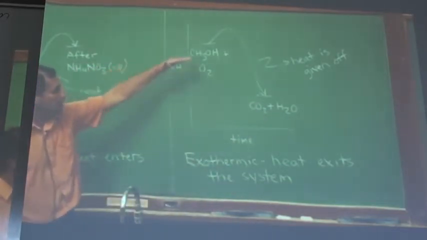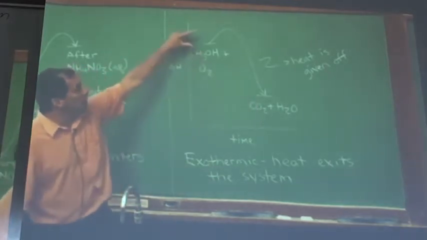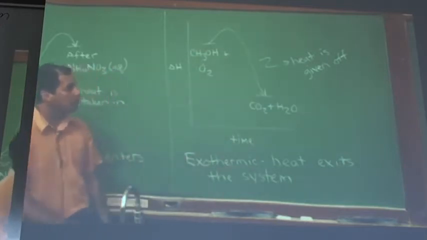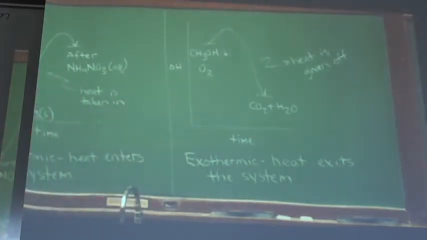We start off high, we end down low. There's a little bit of an activation energy at the beginning, that hump that we have to get over. Heat is given off in this process. Exiting heat, exothermic. What I'd like you to do is think about the delta H values for these two. One is going to be positive, one is going to be negative.